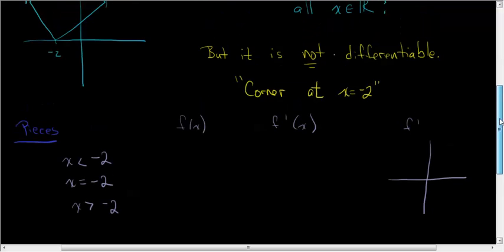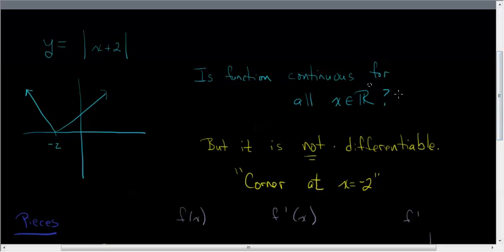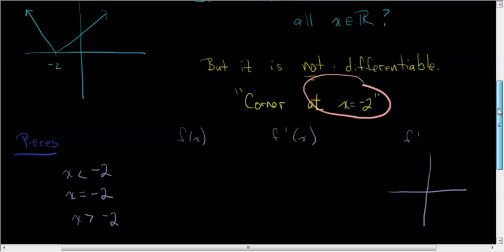Is the function y equal to the absolute value of x plus 2 continuous for all real numbers? Yes, no matter what value of x you put in there, it's going to be continuous. But we know that it's not differentiable when x is equal to negative 2. It's not differentiable at x equals negative 2 because of that corner. Let's see why that corner doesn't allow us to be differentiable.